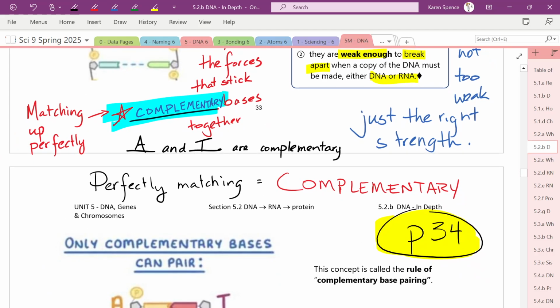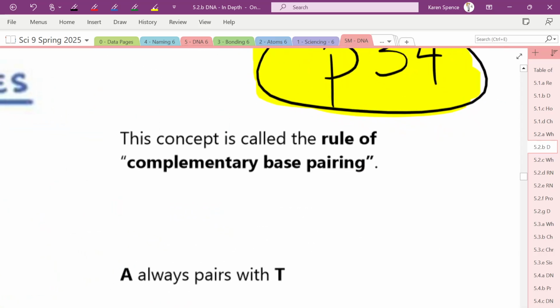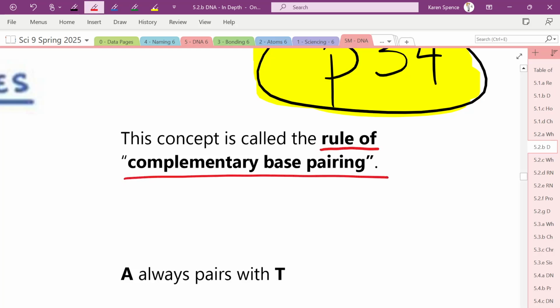And do you remember the bases that pair? Who pairs with who? A pairs with T and G pairs with C. Excellent. And this is called the rule of complementary base pairing.